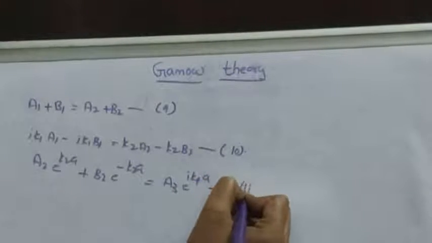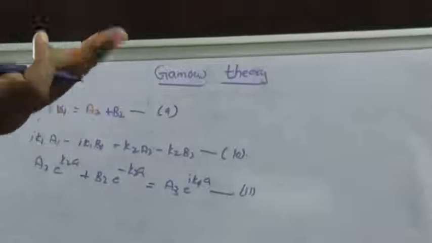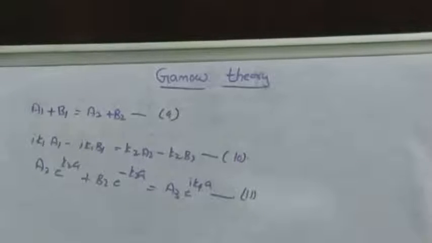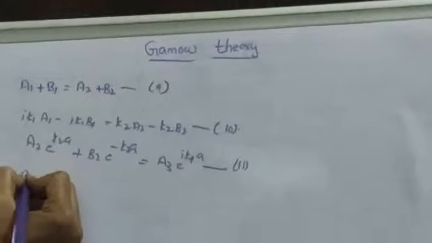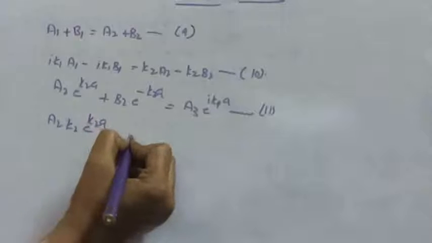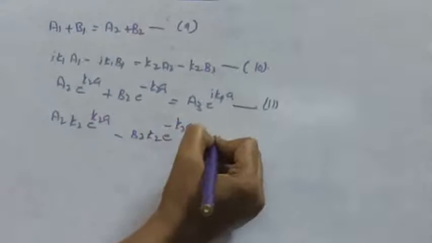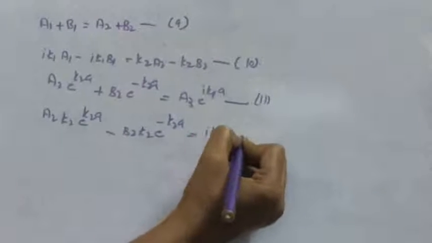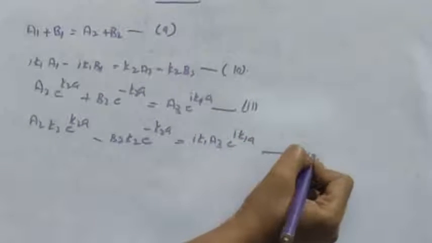Consider this as equation number 11. That means we have substituted the boundary conditions in the solutions of region 1, region 2 and region 3. Then we got these equations. Now, we will also get a2 k2 e power k2a minus b2 k2 e power minus k2a is equal to i k1 a3 e power i k1a. Consider it as equation number 12.